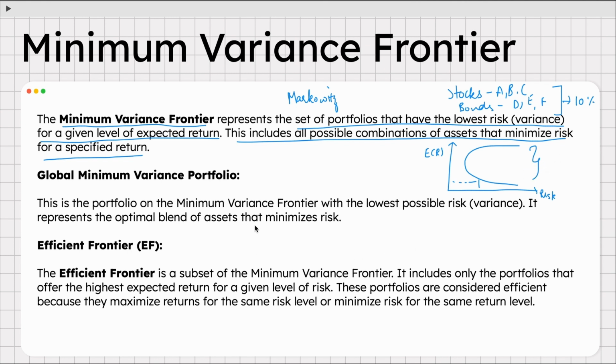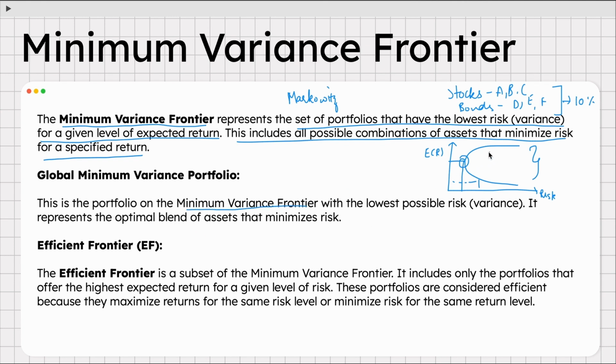Now let's go to the global minimum variance portfolio. That will be this point, because that is the lowest level of risk that you can achieve. Basically, for the lowest level of risk, what is the return that your portfolio will give you? That is that portfolio.